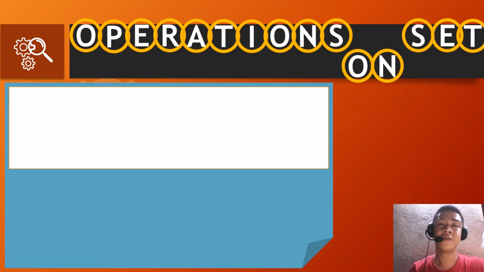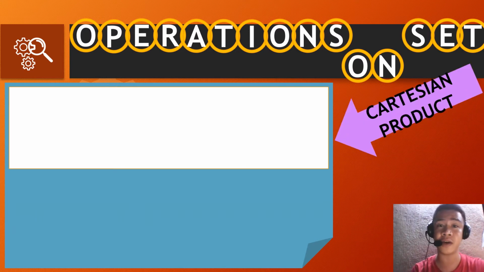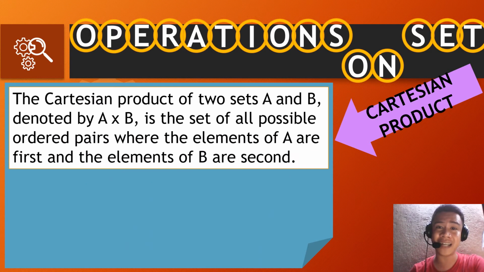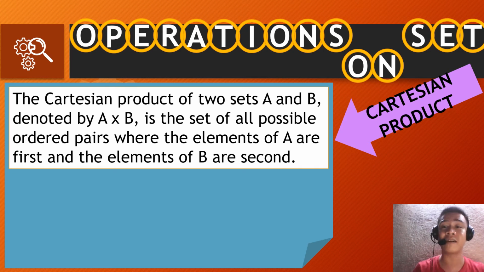Okay. The fourth operation on sets is Cartesian product. So meron din multiplication on sets. What is Cartesian product? The Cartesian product of two sets A and B denoted by A times B is a set of all possible ordered pairs where the elements of A are first and the elements of B are second.